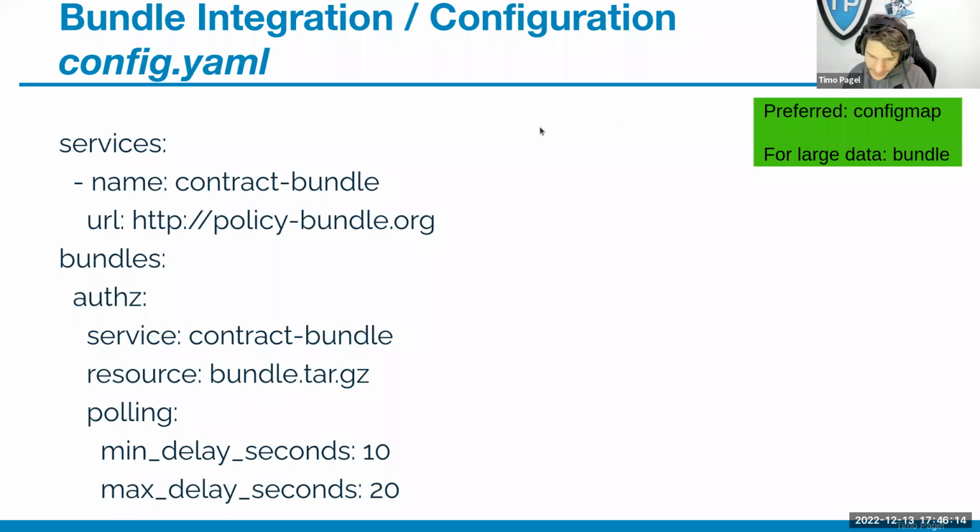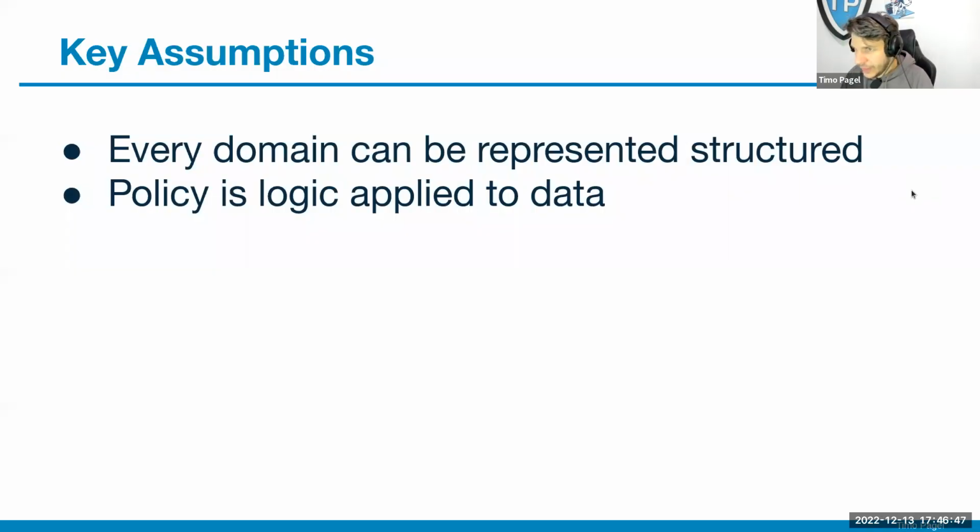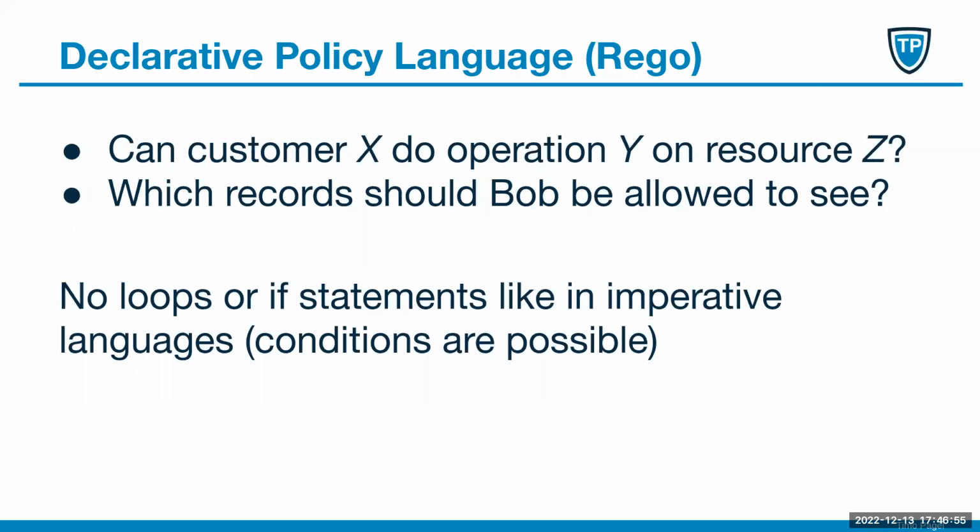So the preferred way, from what I experienced so far, and my customer is the ASE also, is that config maps are the preferred way, but for large data you should use a bundle. There's also a documentation page from OPA which highlights the different use cases in much more detail than I'm doing here, where you can grab more ideas on when to use what. The key assumption is that every domain can be represented in a structured way, and that policy is logic applied to data.